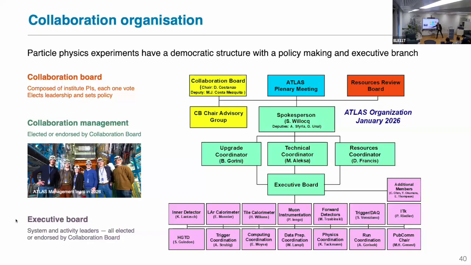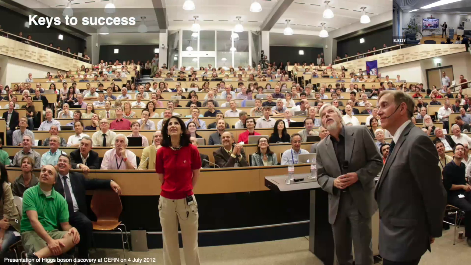And then you have an executive board, which is, if you want, the government, which meets every week to discuss executive questions. And these are the leaders of the various subsystems of the experiment and activities. We have physics, for example, or online preparation. So these are all also elected or endorsed by the collaboration board. So it's deeply democratic how we work. So then keys to success.